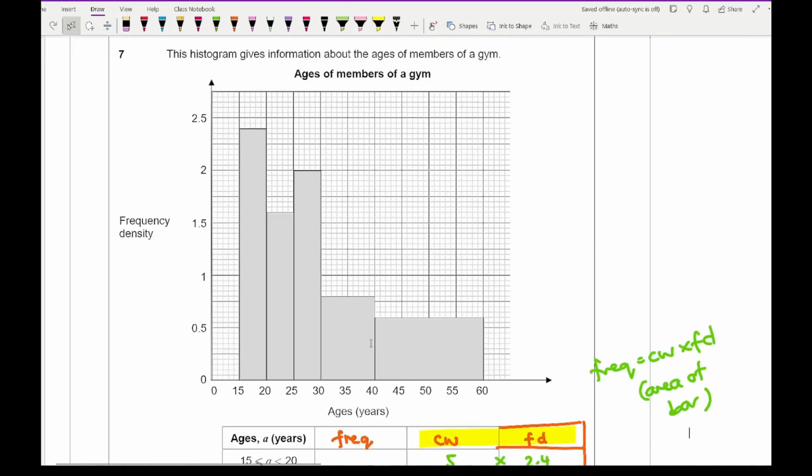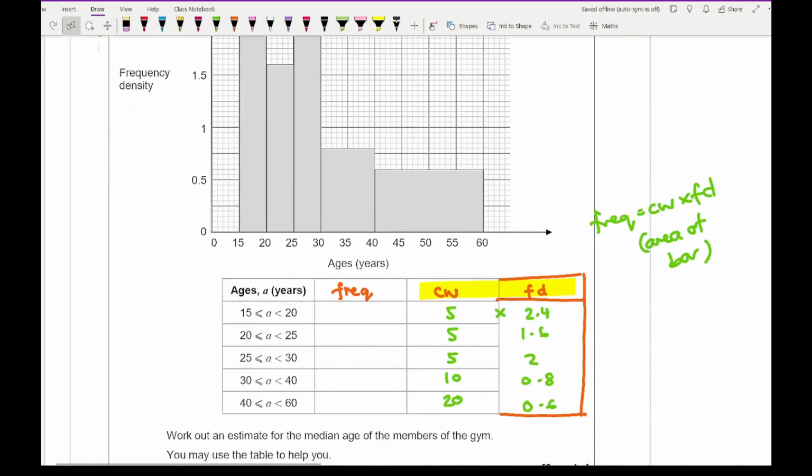So for example, with this bar here, that's got a height of 2.4. So it's 2.4 times the class width, which is 5. And that's going to give me a frequency of 12. So you could work it out individually, or you could just simply multiply the class width by the frequency density, which is exactly the same thing, but in which I get 12, 8, 10, 8, and 12.